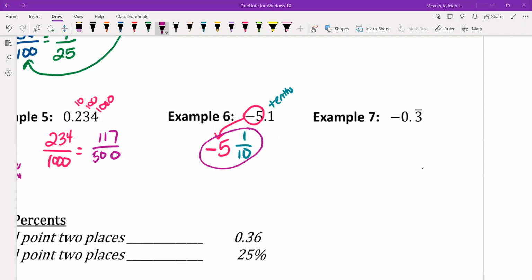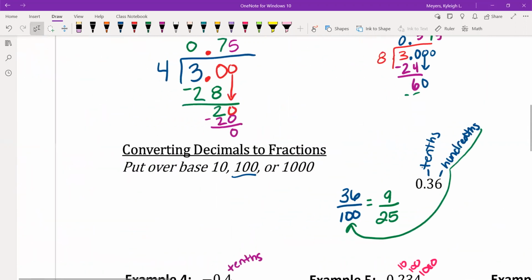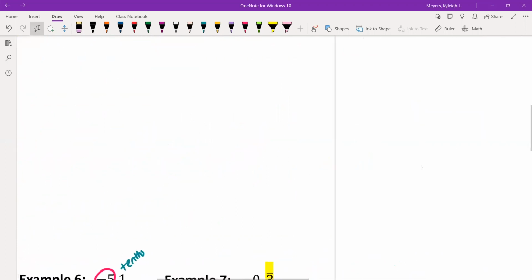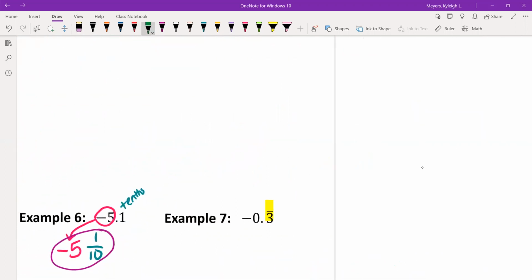So hopefully you notice that it's got this repeating bar over it, right? It's got that repeating bar over top of it. So what's important about the repeating bar is that it changes the base. So over here we had base 10, 100, 1,000, so on and so forth. But the repeating bar makes it a base of 9, 99, 999, or continue on, okay?